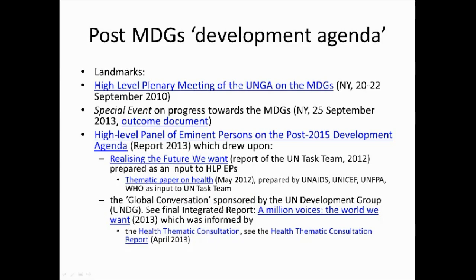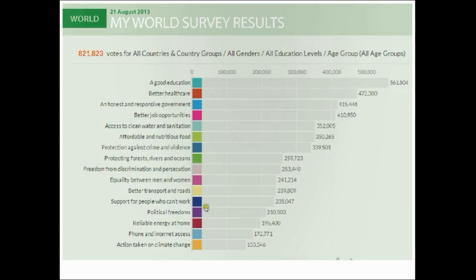Now, I think we can say that the development of the post-MDG targets or goals has been much, much more consultative than was the development of the MDGs themselves. And this is undoubtedly good. But there is a but, we'll come to it in a minute. This is the result of the My World survey results, asking people what they would vote for in terms of the goals for the post-MDGs. And what we find is that education and healthcare come up well ahead. Honest, responsible government comes up well. Action on climate change is a little disappointing, coming after phone and internet access. And political freedoms is relatively low, which is quite interesting.